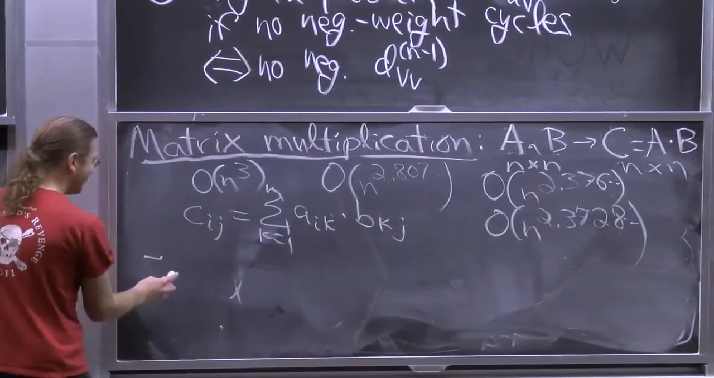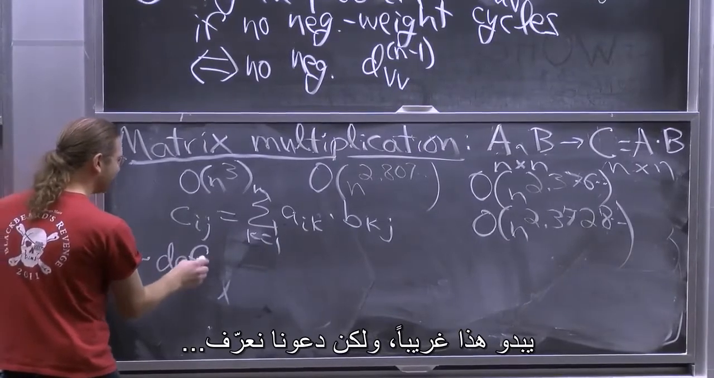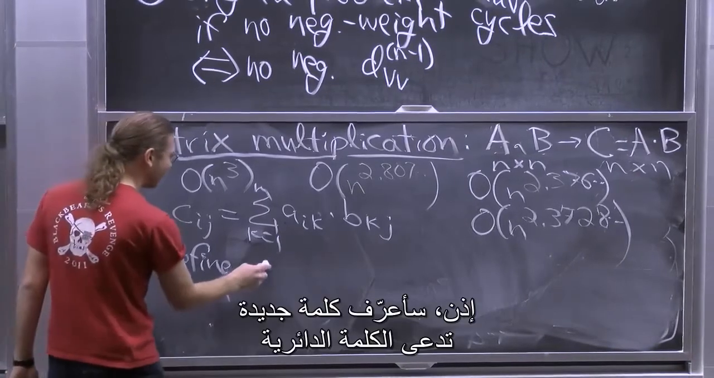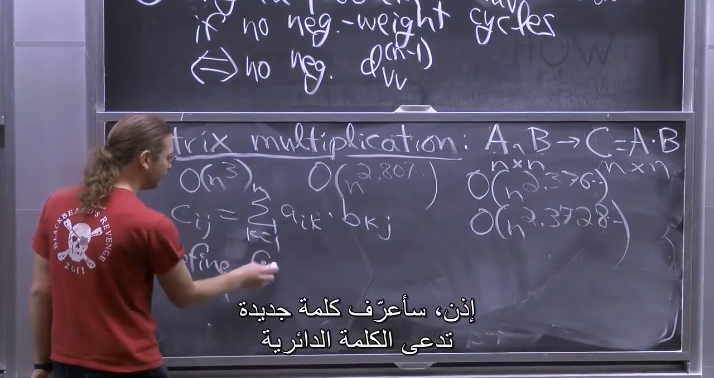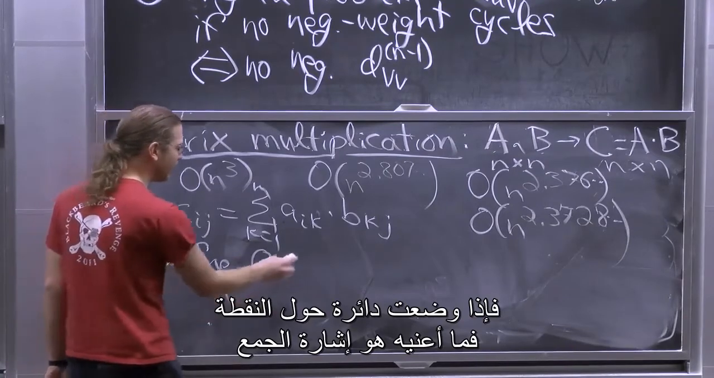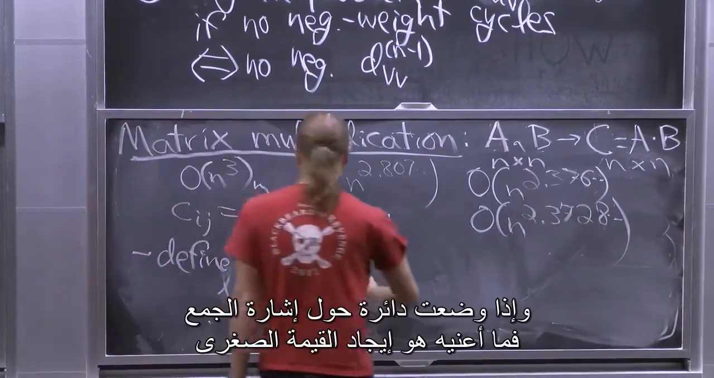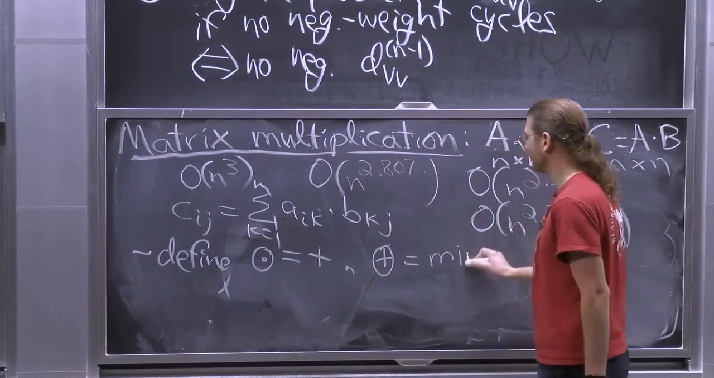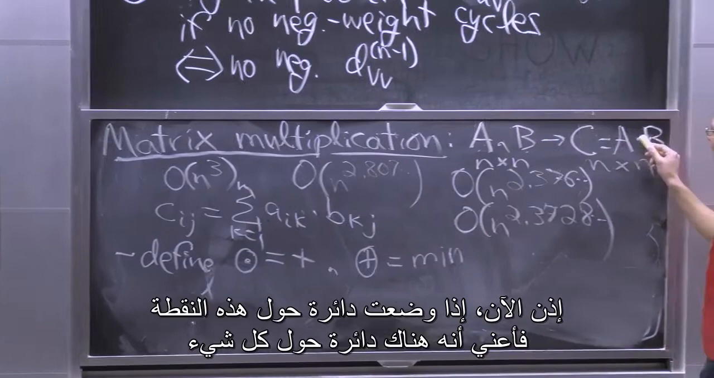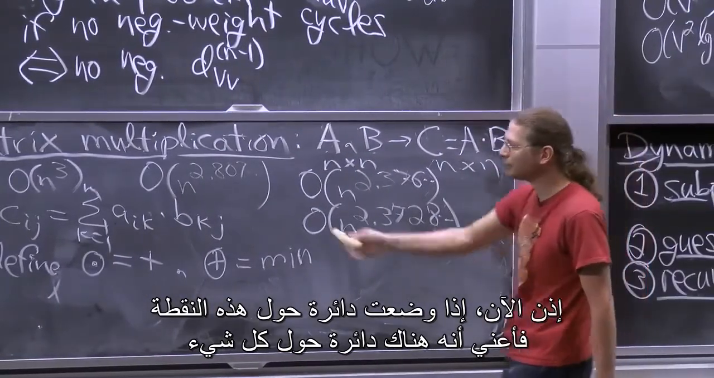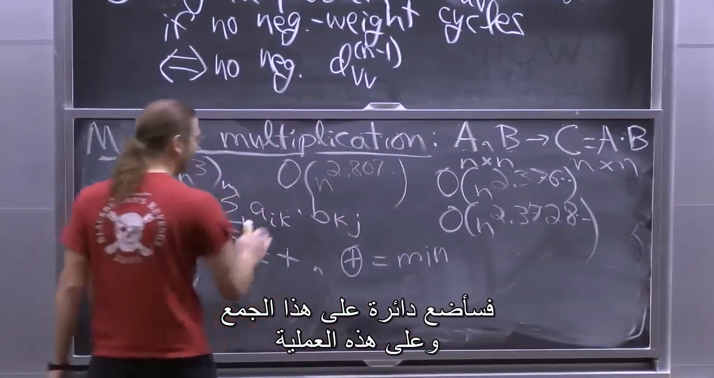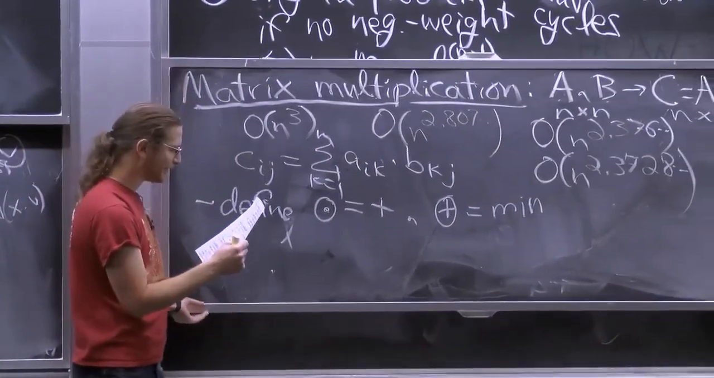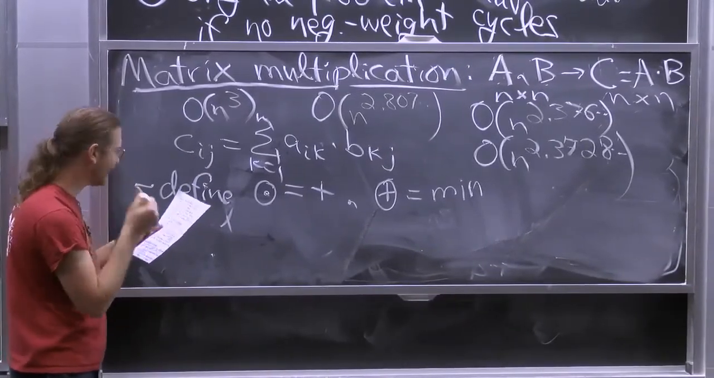So, sounds crazy, but let's define. It'd be very confusing if I said define dot equals plus. So I'm going to define a new world called circle world. If I put a circle around a dot, what I mean is plus. And if I put a circle around a plus, what I mean is min. Now if I put a circle around this dot, I mean circle everything. So I'm going to circle the summation, circle this thing. Then I get shortest paths. So crazy.